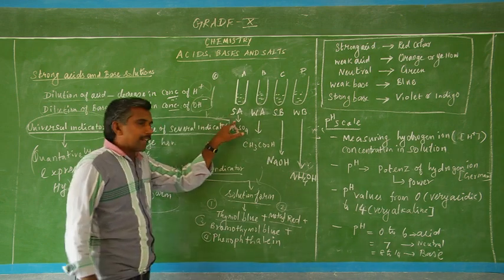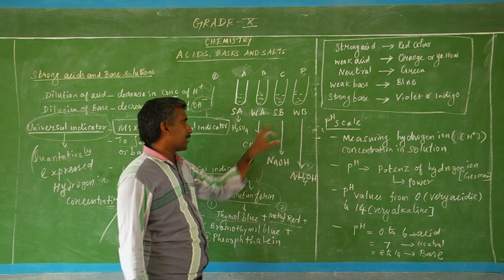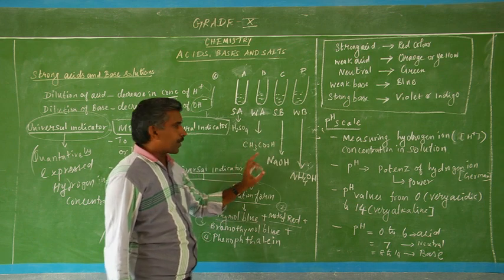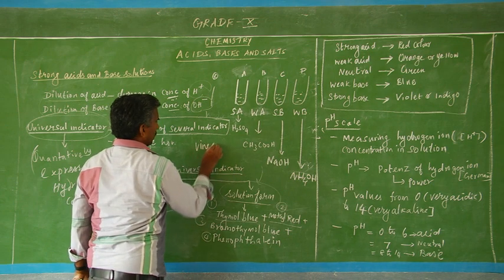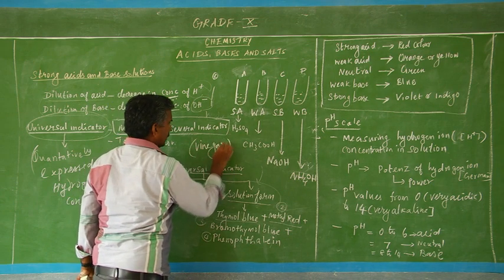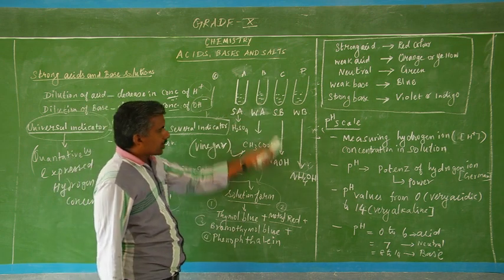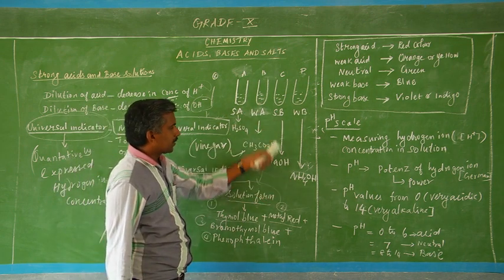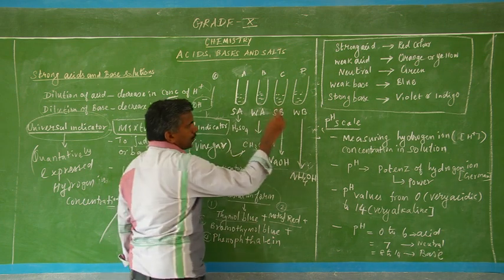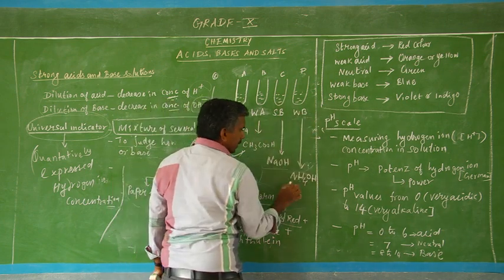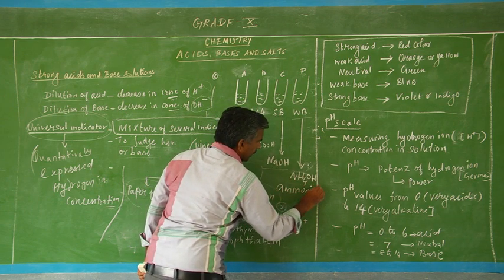So test tube A contains a strong acid, sulfuric acid. Test tube B contains a weak acid, acetic acid. In the previous class we learned about acetic acid, whose other name is vinegar. Test tube C contains a strong base, sodium hydroxide. Test tube D contains a weak base, ammonium hydroxide.